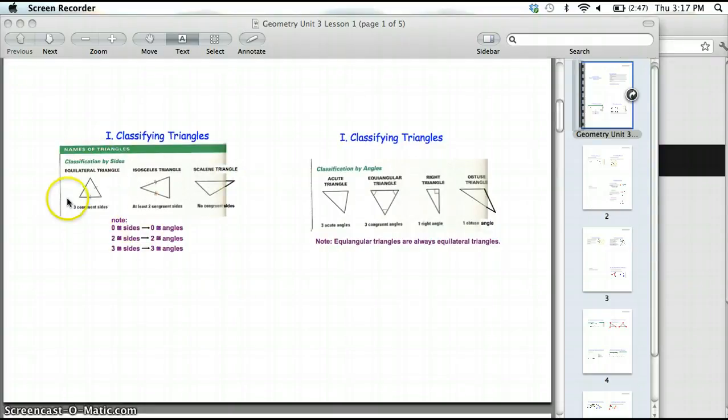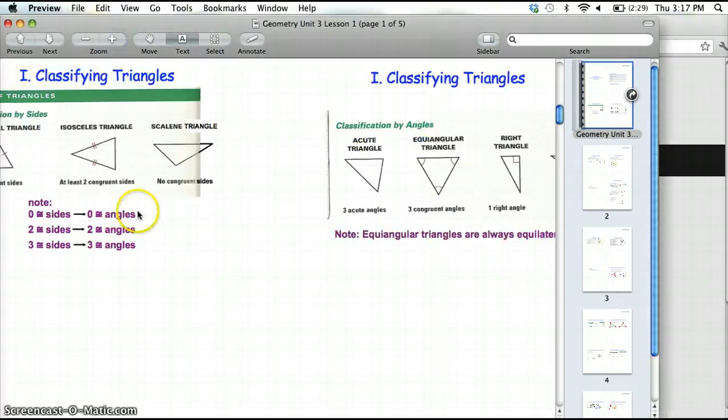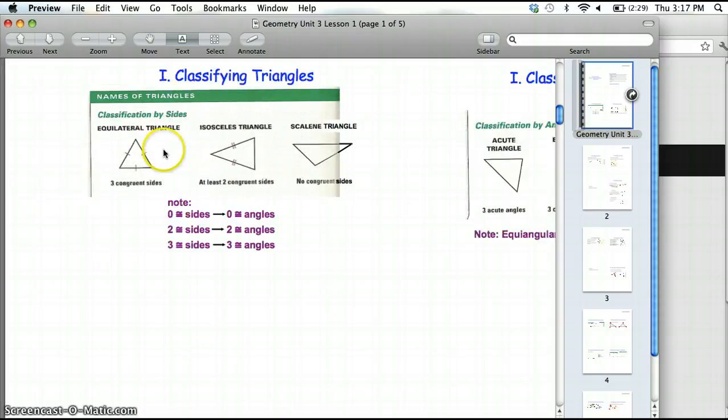Equilateral means that all three sides are congruent, as you can see here in this diagram. So all three sides are congruent. That also means that all of the angles are congruent.